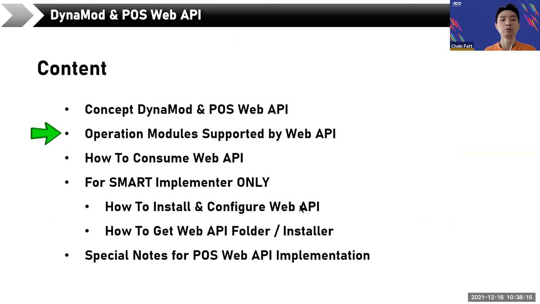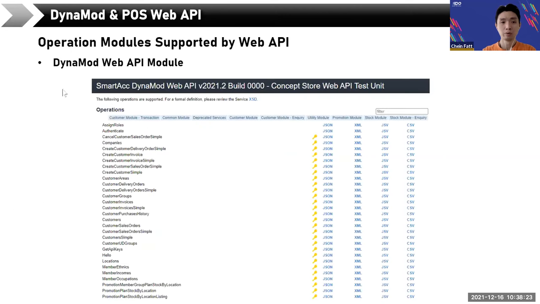Okay. Second, we will talk about the operation modules supported by the web API. From our web API module here, as Eunice mentioned, you can test on the link. You can see it. Our Dynamod can support a few modules already, like if you want to get info from the common module, customer module. Actually, almost everything is ready already.